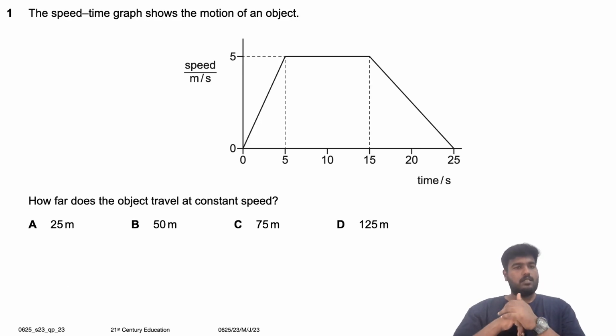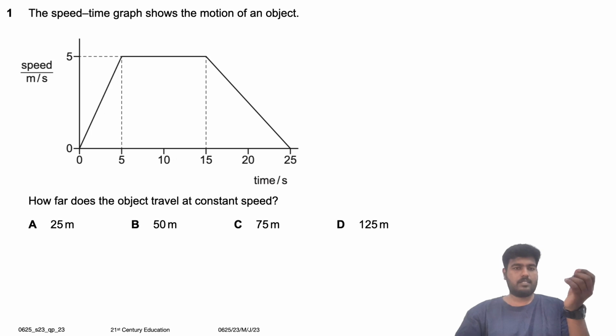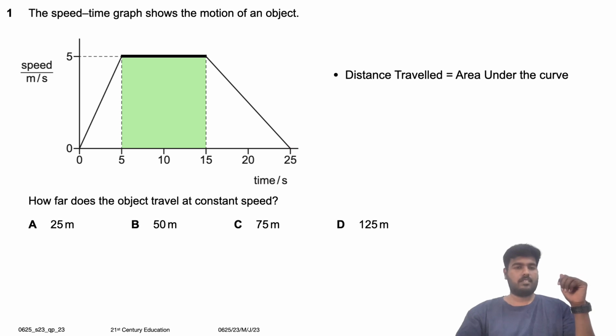1. The speed time graph shows the motion of an object. How far does the object travel at constant speed? Okay, we have to find the distance traveled in the speed versus time graph. And the clue here is how far does the object travel at constant speed. So which part is constant speed? Only this part. We have to find the area under this part only. So distance traveled is area under the curve.